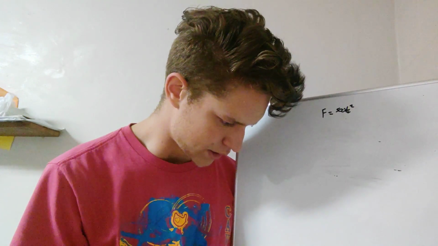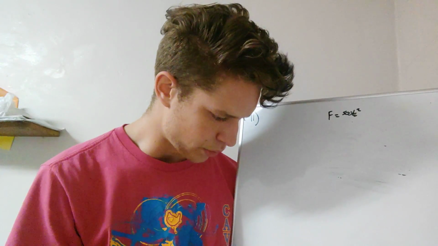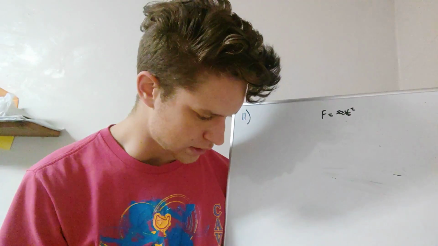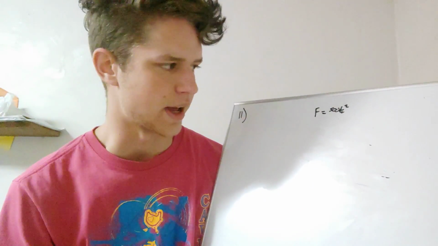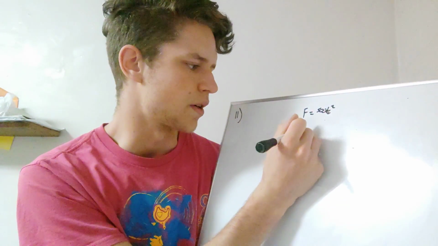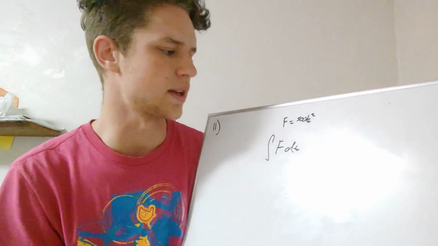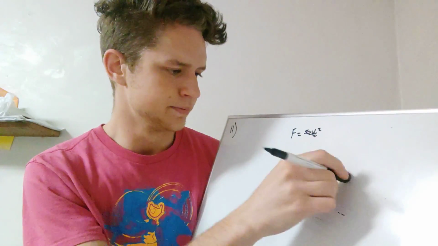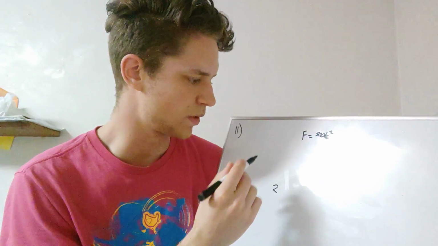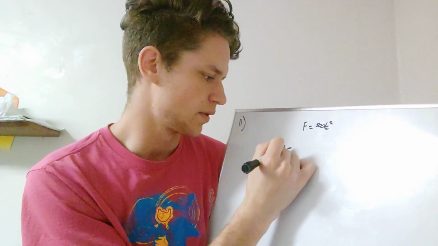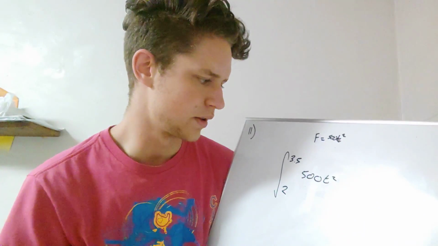Then in part B, it asks what impulse does the engine exert on the rocket during the 1.5 second interval starting at 2 seconds after the engine is fired. So the impulse is the integral of force dt. We're just going to integrate this with respect to t. Our bounds are going to be from 2 seconds, because that's when it starts, to 1.5 seconds after that, so 3.5. I'll draw the integral sign here, 500 t squared.